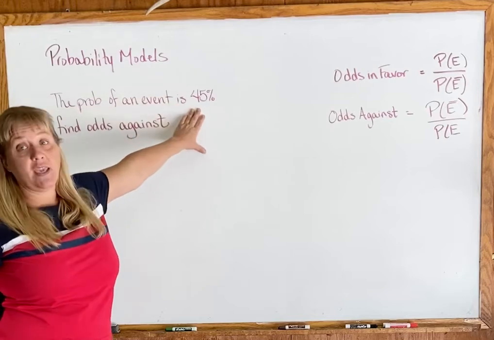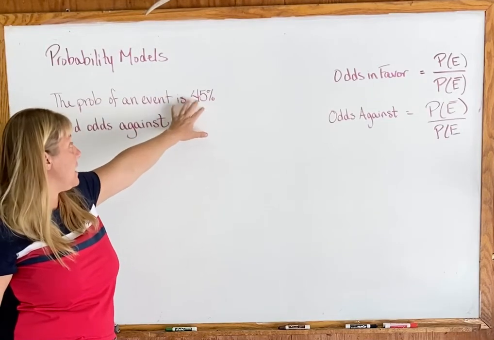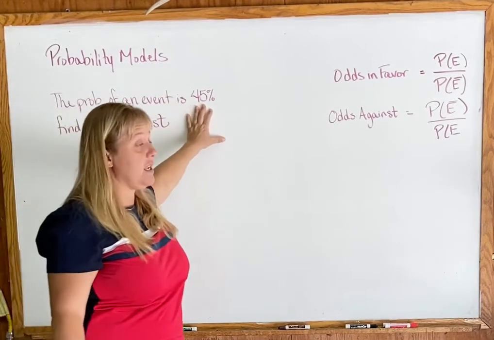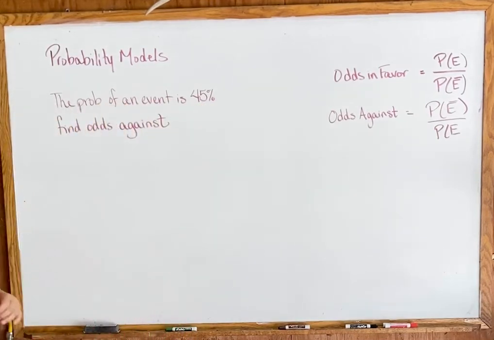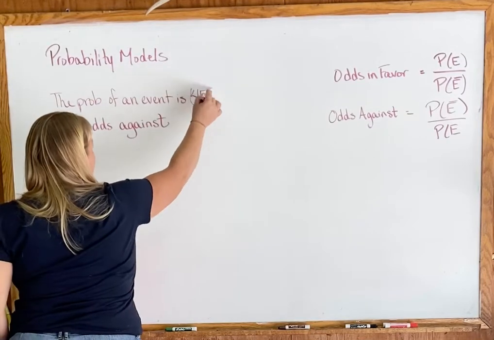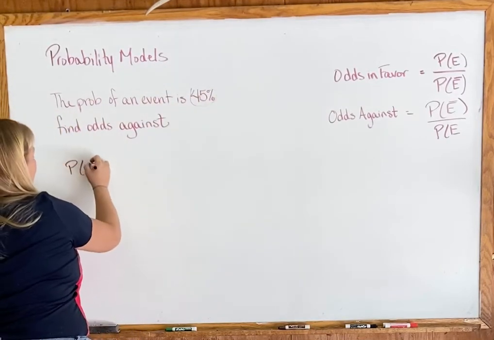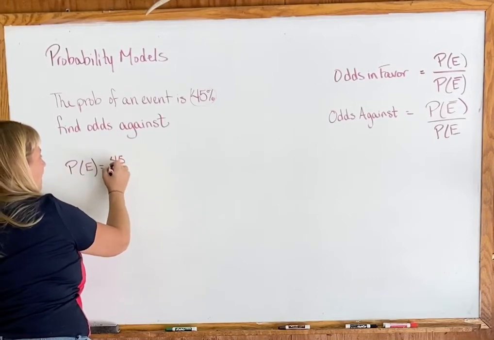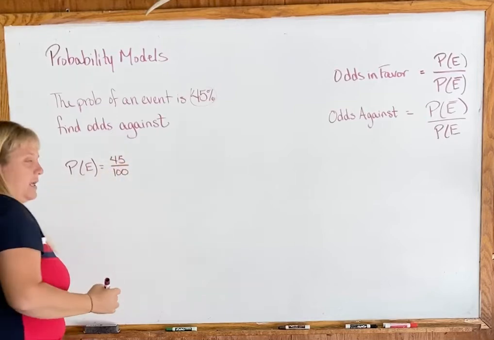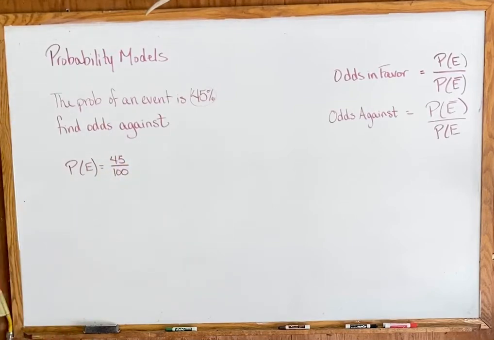And again, they've given us the probability of the event, but they've given it to us in percent form. So remember that when we're doing odds, we don't want our answer in decimal or percent form. So we need to kind of go backwards on this. So I'm going to bring this down here and I'm going to say the probability of E is not 45%, but could it be written as 45 over 100? Is that another way to write 45%? Okay, do we agree? Okay.